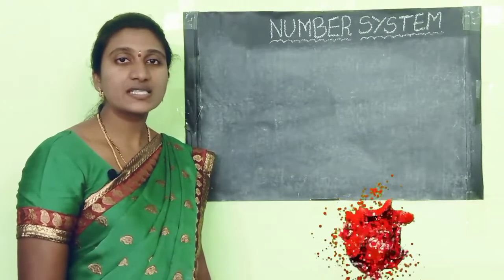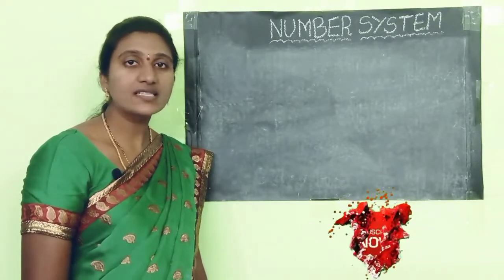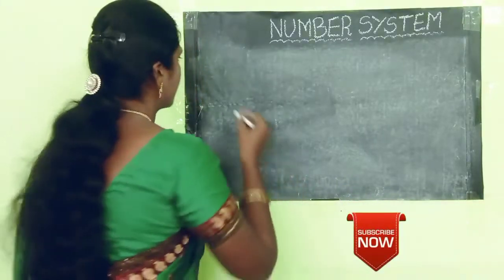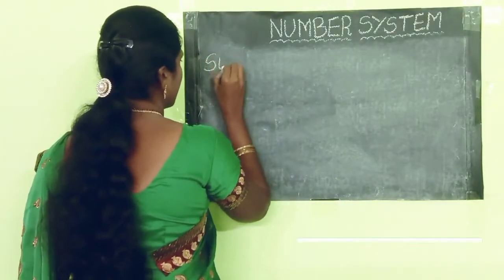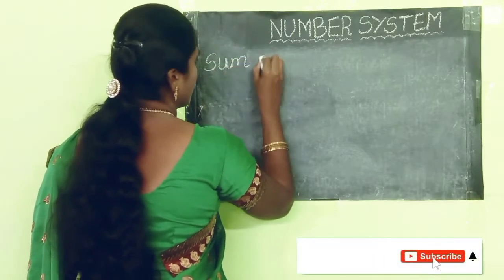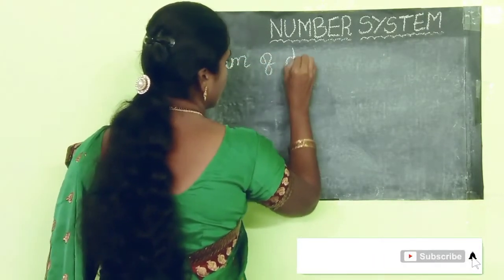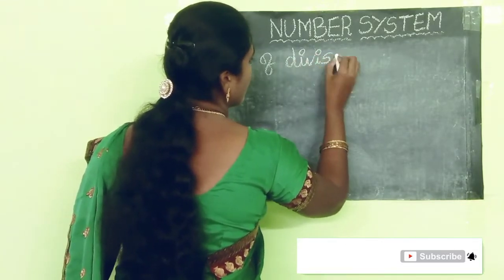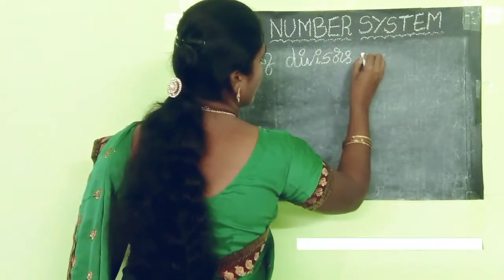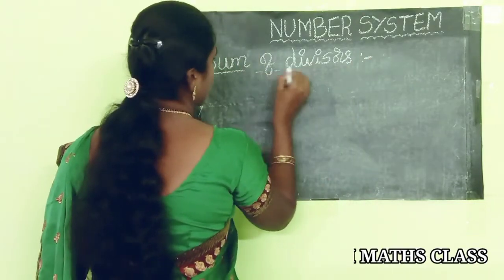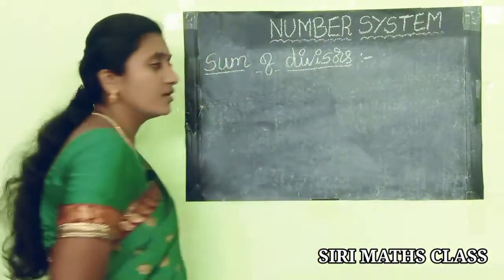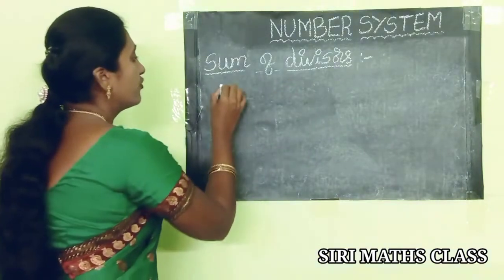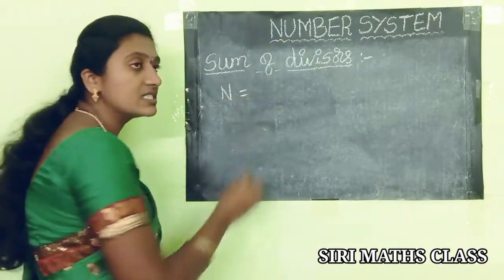Today in this number system chapter, I will explain the sum of divisors of a given natural number. Sum of divisors of a given natural number. If n equals, what is the condition?